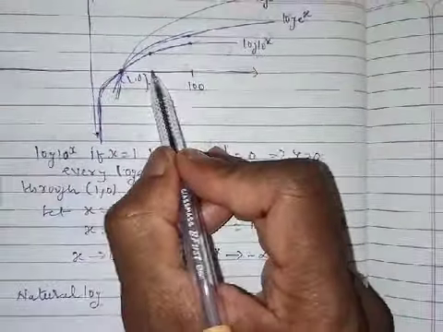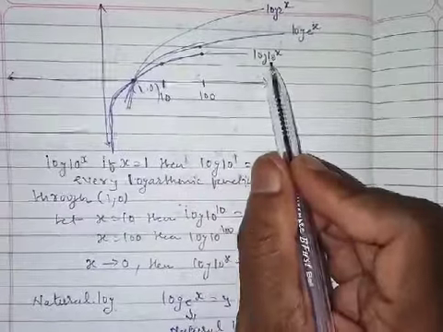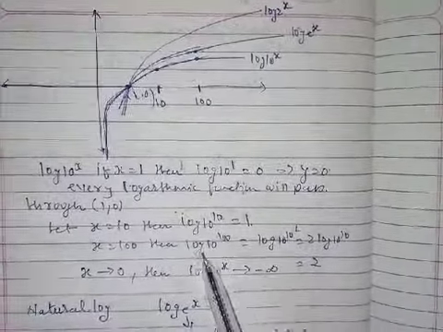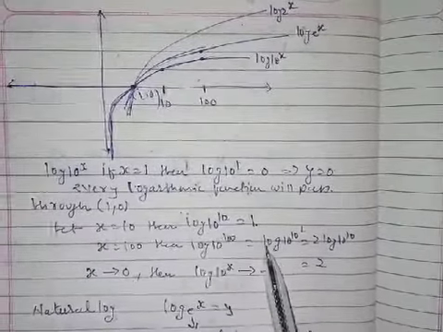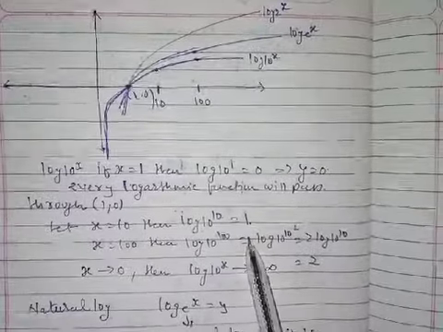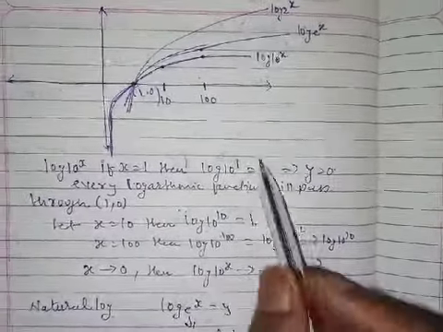When x is 10, log is 1. When it is 100, 100 means 10 raised to the square. So log of 10 squared is log 10 raised to 10 into 2. So 2 will come in multiplication. So log 10 raised to 10, what is that? It is 1. So what we get is 2.